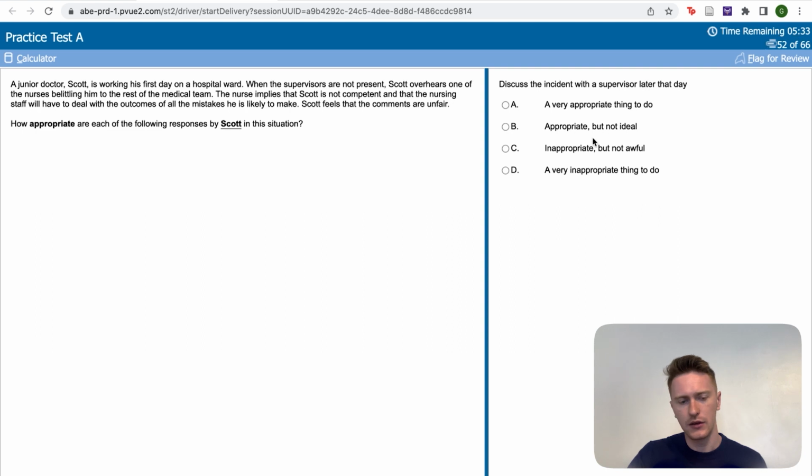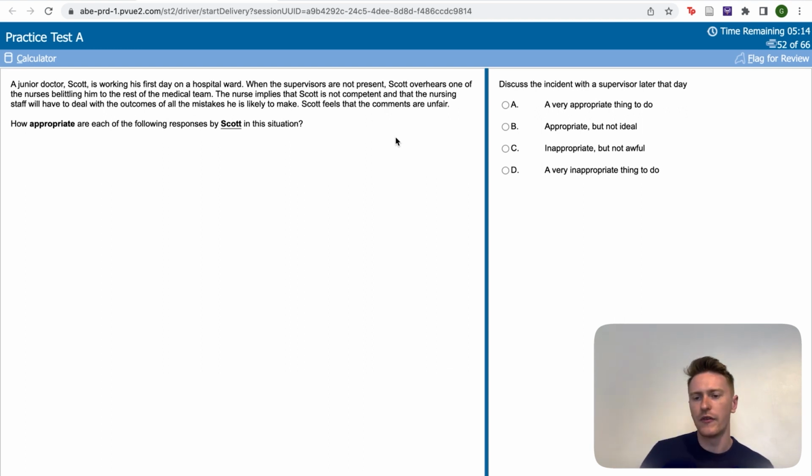Discuss the incident with the, again, it's changed, sorry. The junior doctor, Scott, is working on his first day. Scott overhears one of the nurses belittling him. The nurse implies that Scott is not competent and the nursing staff will have to deal with the outcomes of all the mistakes he is likely to make. Scott feels that comments are unfair. Fair enough, I mean, that is unfair.